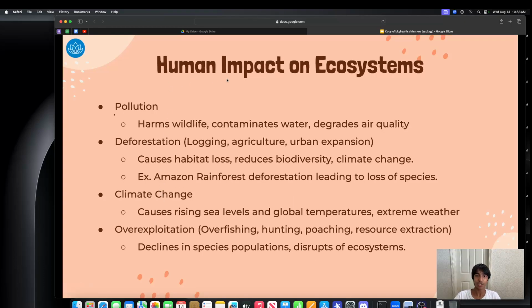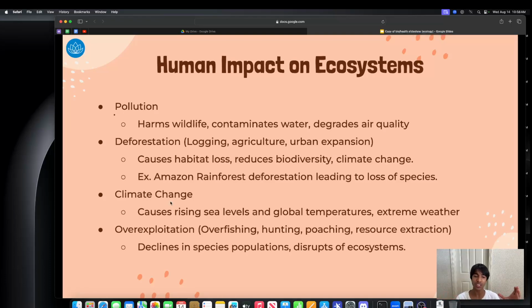And then here's the human impact on ecosystems. Pollution harms wildlife, contaminates water, and degrades air quality. Deforestation, logging, agriculture, and urban expansion cause habitat loss, reduce biodiversity, and cause climate change. For example, the Amazon rainforest deforestation leads to a loss of species. Climate change is causing rising sea levels, rising global temperatures, and extreme weather.